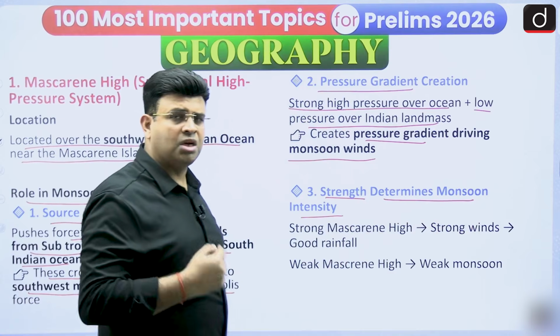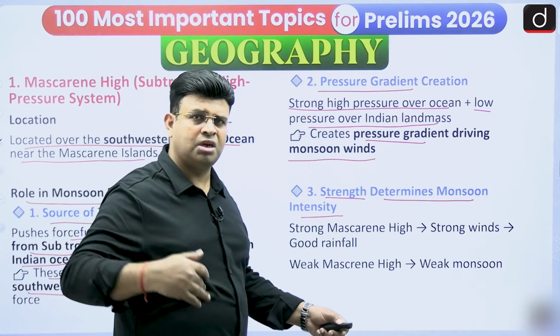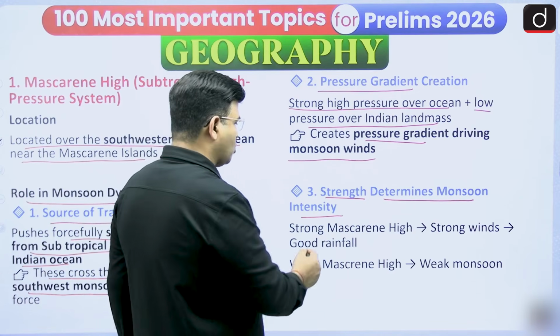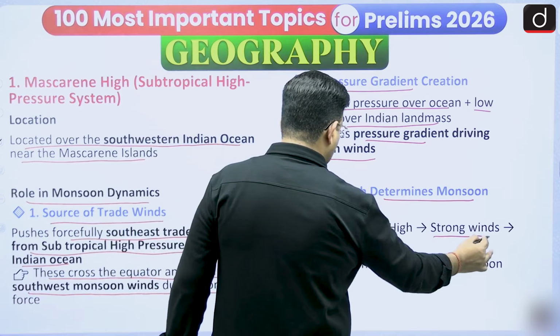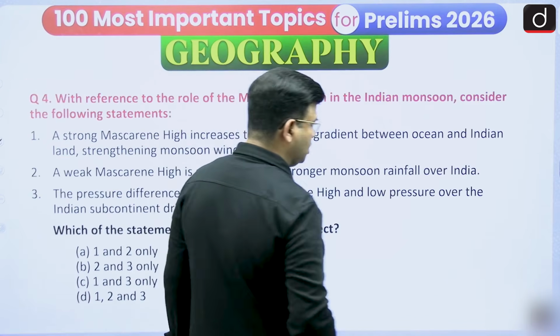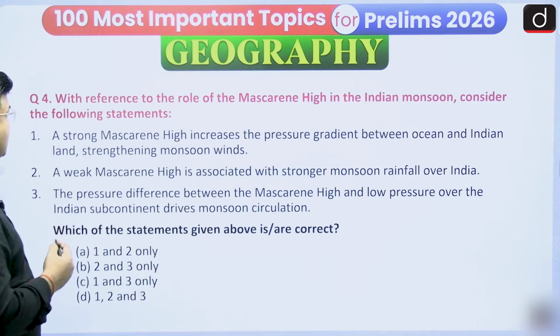If the Mascarene high pressure is higher and the Indian landmass is at lower pressure, then the southwest monsoon will be more intensified. A strong Mascarene high means strong winds and good rainfall in India; a weak Mascarene high means a weak monsoon in India. So we have to see which options are correct regarding that.